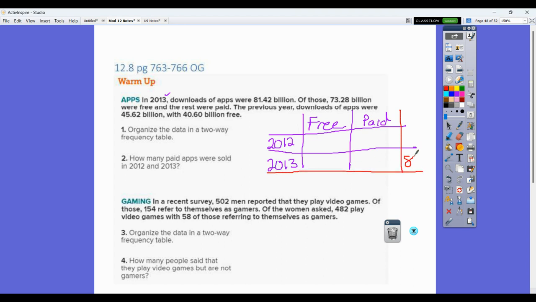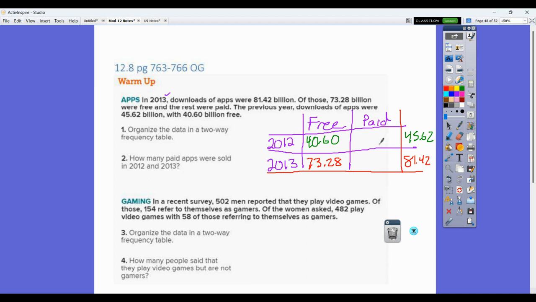So we can see this would be 81.42 billion. Of those, 73.28 billion were free. So we're going to do 73.28, and I'll come back to that number there. And then it says the previous year downloads of apps were 45.62 billion. So we're going to go 45.62 out here with 40.60 billion free. So 40.60. And then you can solve for the other pieces.